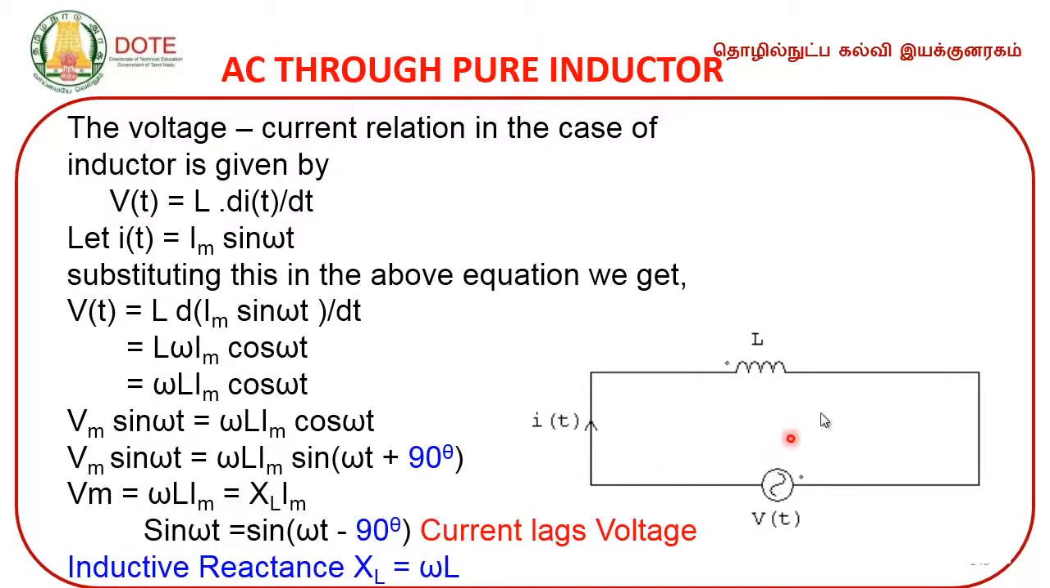Okay. So the voltage drop across the inductor is the opposition it offers to the AC current, the reactance, into the current flowing through it, Im. So according to Ohm's law the voltage drop across the inductor is XL Im. Okay. So what about the phase angle part? On this side sin omega t, on that side sin omega t minus 90 degree. So current lags voltage by 90 degree.